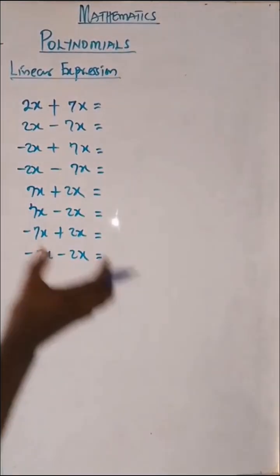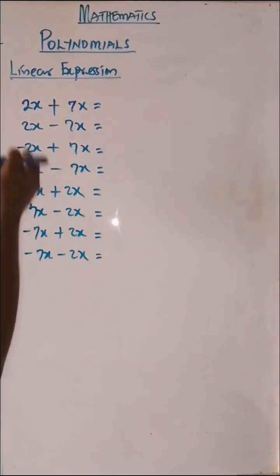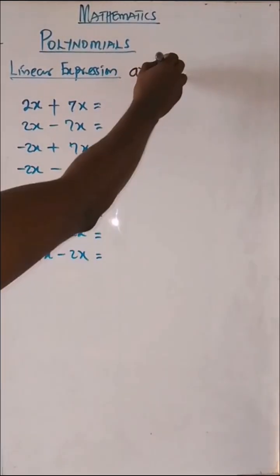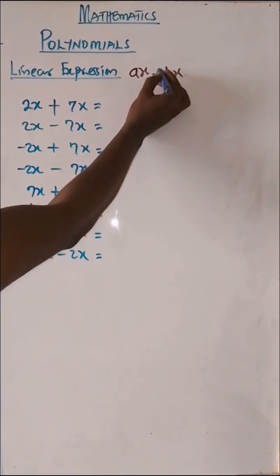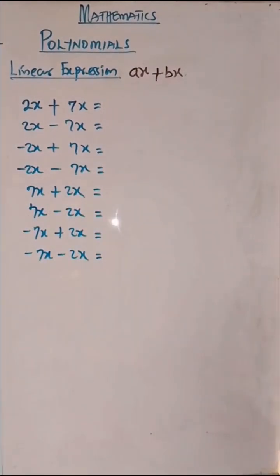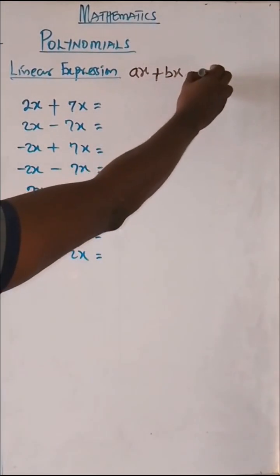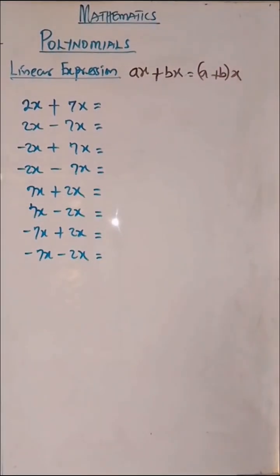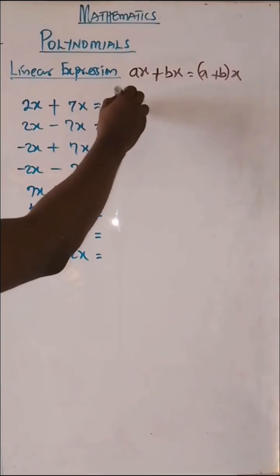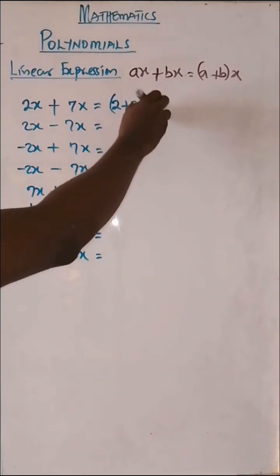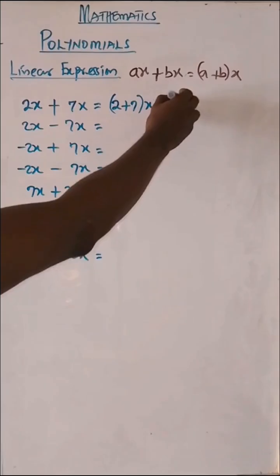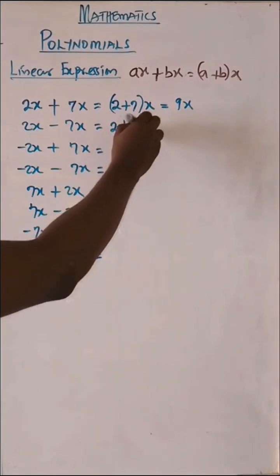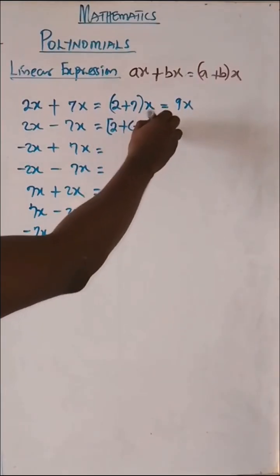You can only add two at the same time. So let's suppose we have a linear expression, we have ax, and we have another term bx. When we are adding, we only add the coefficients. So this becomes a plus b all into x. For this first question, the answer is actually 2 plus 7 all in x. But you don't need to write this, you can write the answer straight, which is what? 9x.